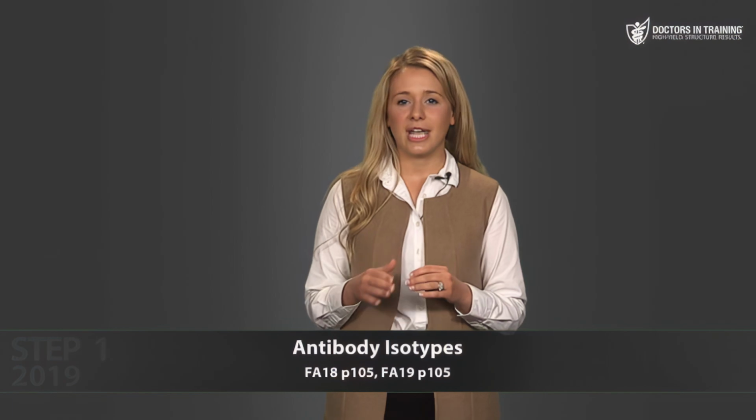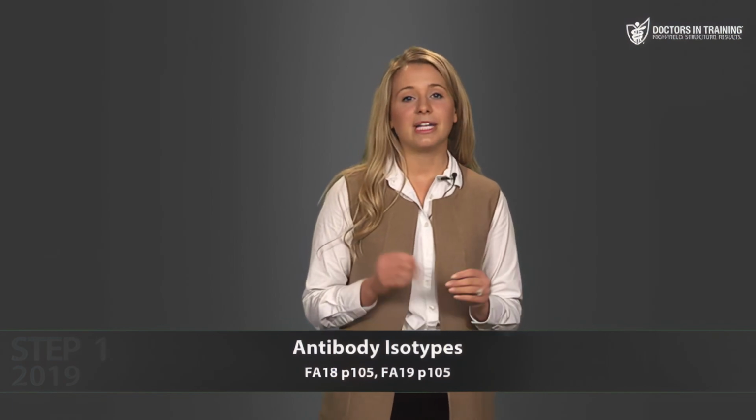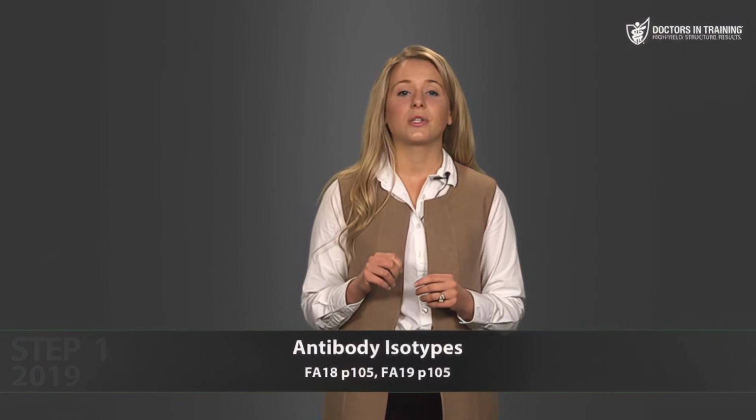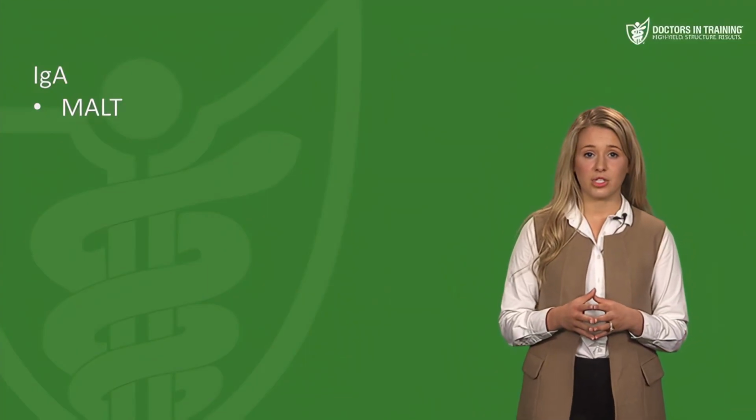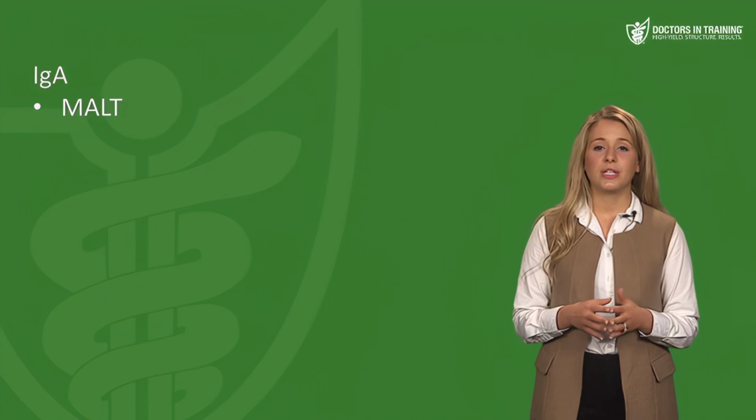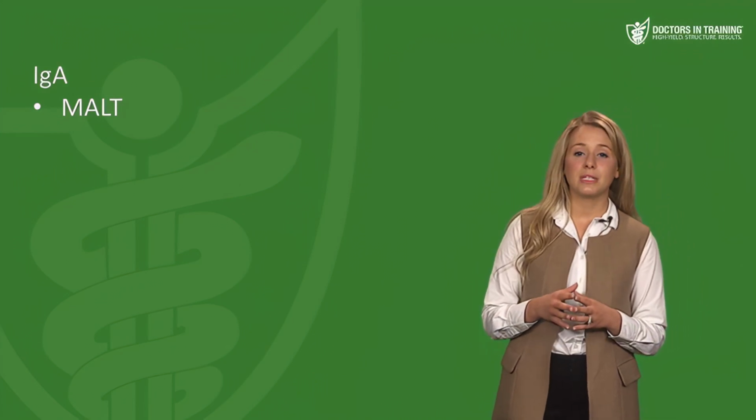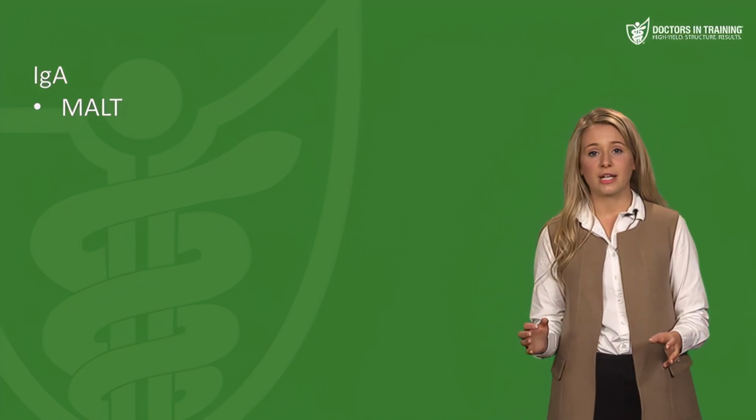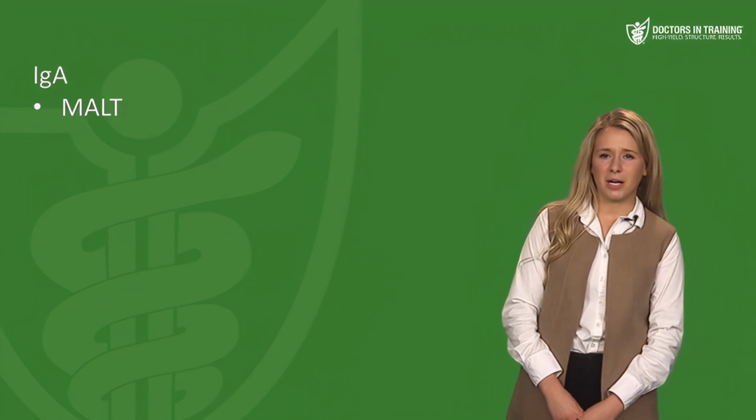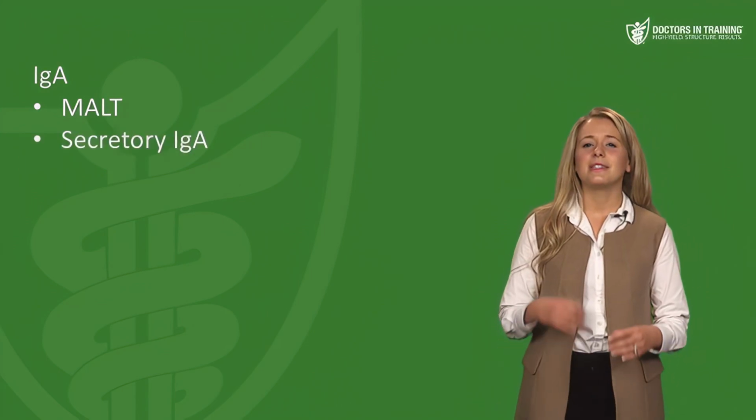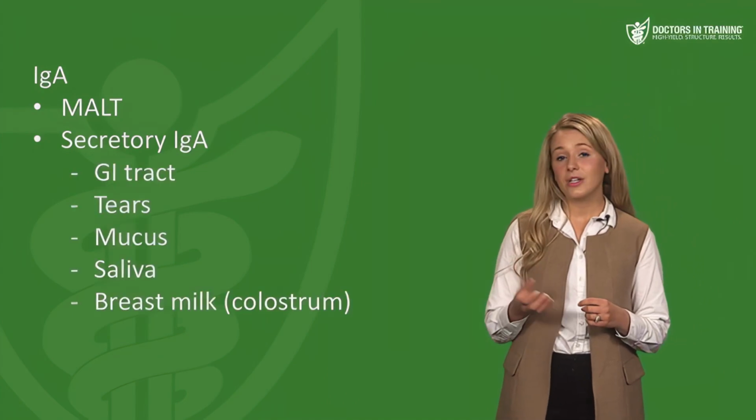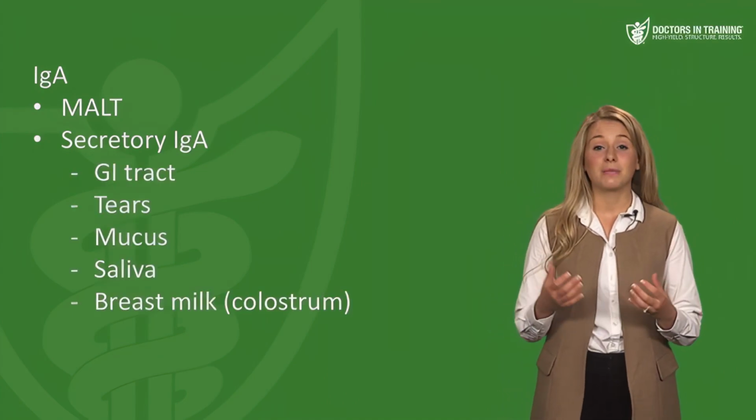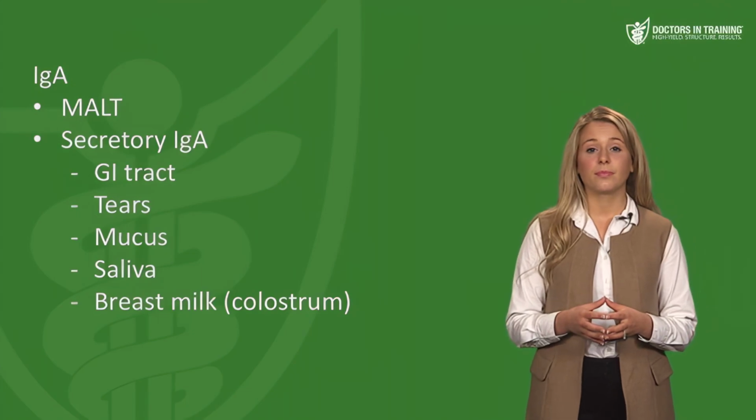Let's move on to the IgA antibody. IgA is the primary antibody that's secreted by MALT, the mucosa-associated lymphoid tissue. IgA-secreting plasma cells are found in the mucous membranes and along the GI tract. IgA exists as a monomer in circulation, but there is also secretory IgA, which is secreted by the GI tract, in tears, mucus, saliva, breast milk, or colostrum.